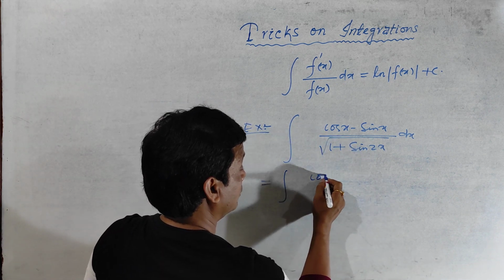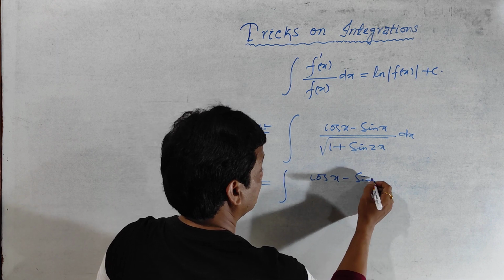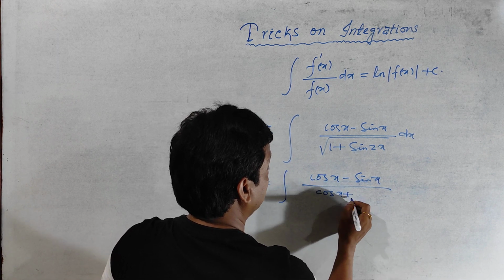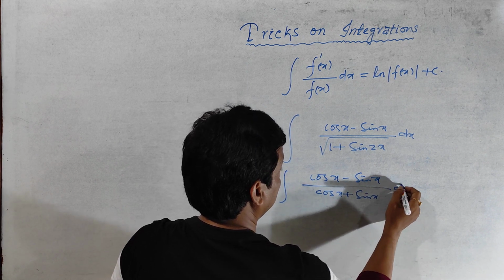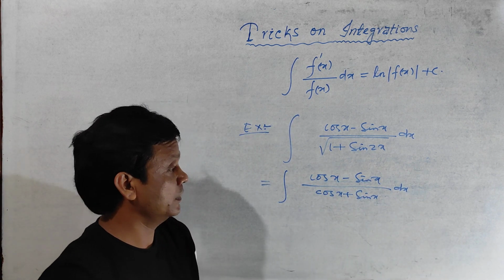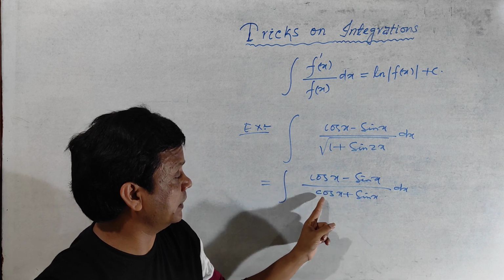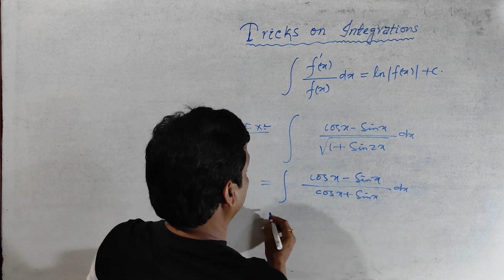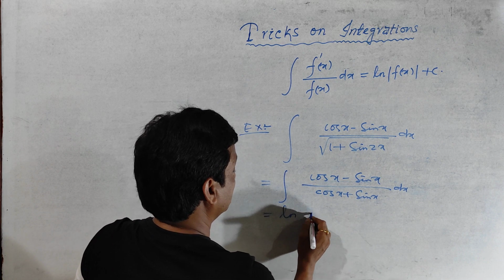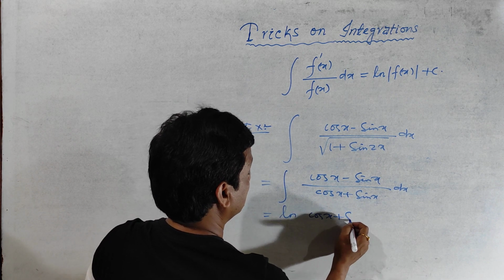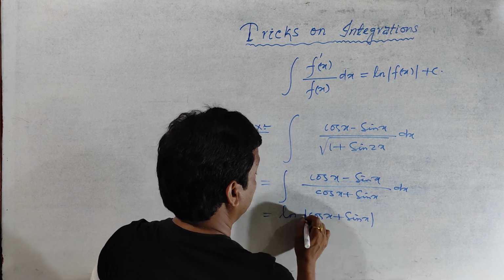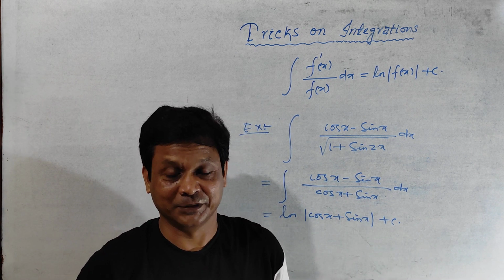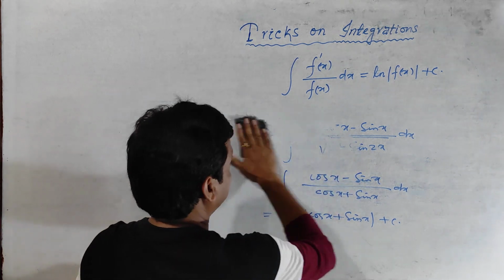will cancel out. Cos x minus sin x divided by cos x plus sin x into dx. And the derivative of sin x is cos x and the derivative of cos x is minus sin x. So the derivative of the denominator is in the numerator. So the answer is ln of mod cos x plus sin x, plus c. Clear? Another question I am giving you.